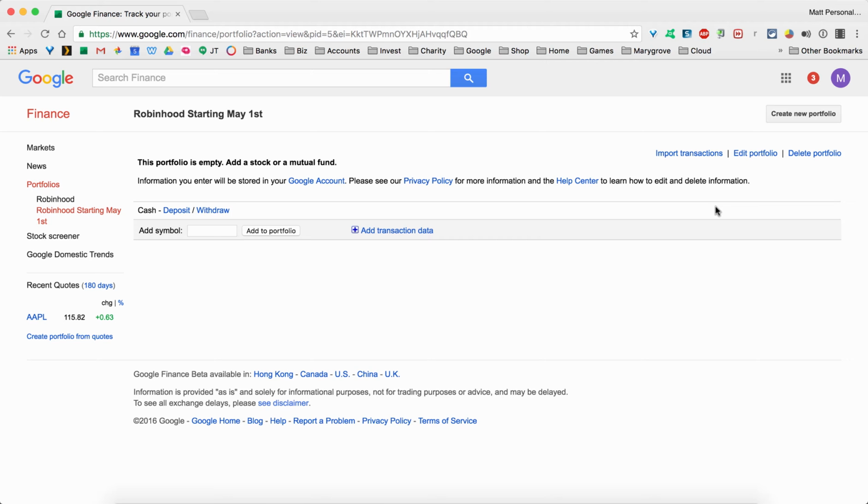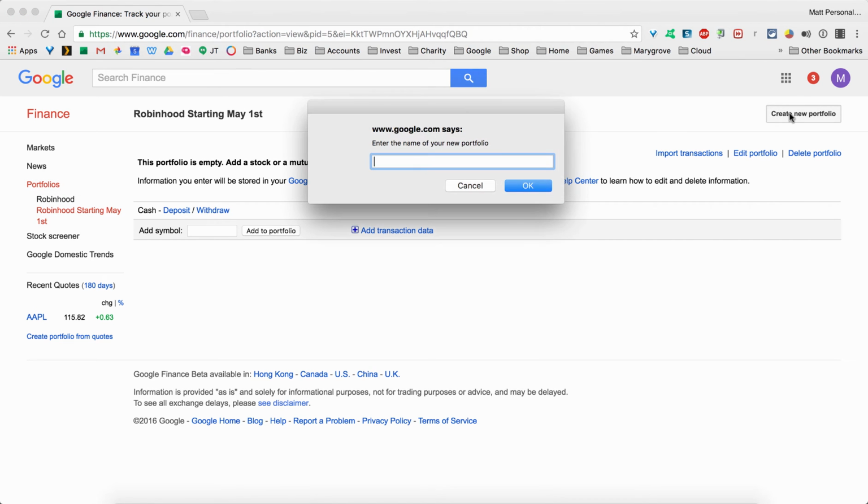It's really easy to do. So go to google.com/finance and log into your Google account, and you'll come to a page similar to this. If you go under the Portfolios tab, you'll have the ability to create a new portfolio. We're going to call this example portfolio. And I'm going to create that.